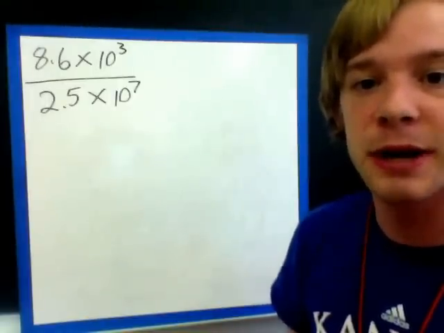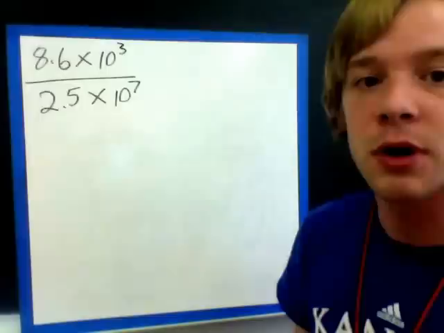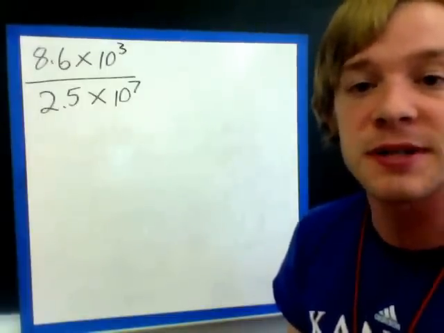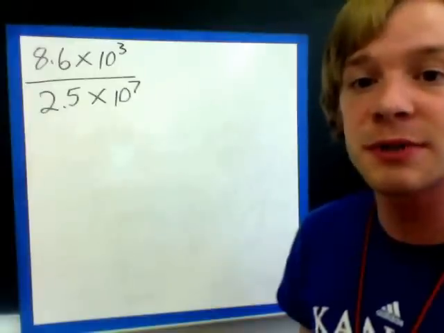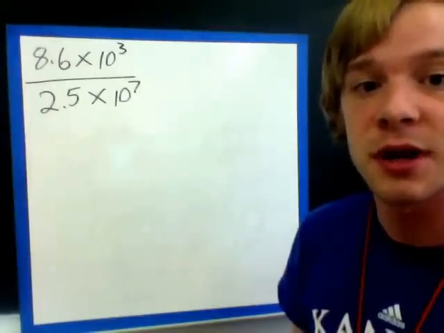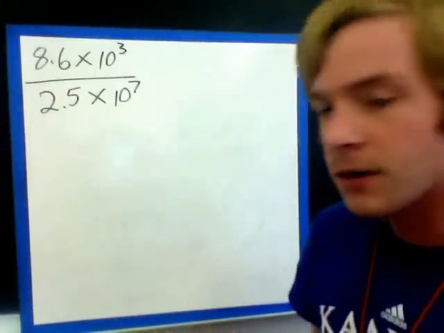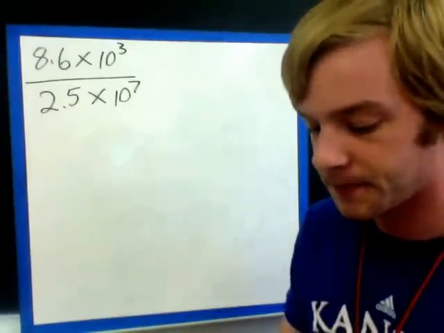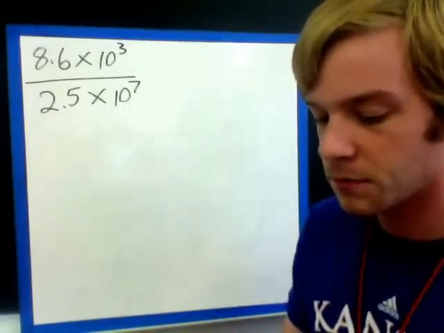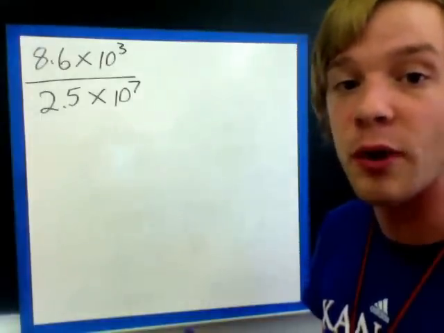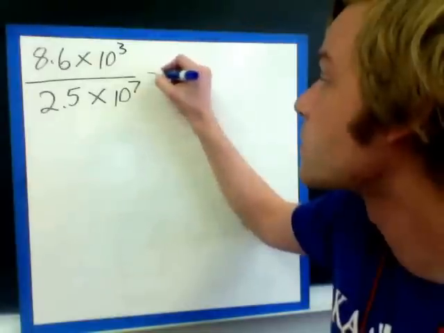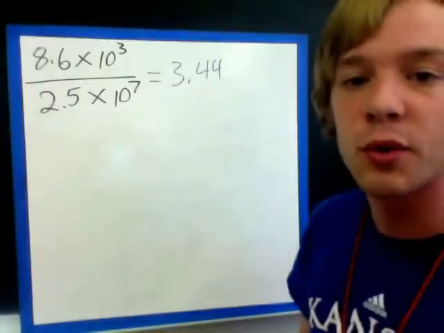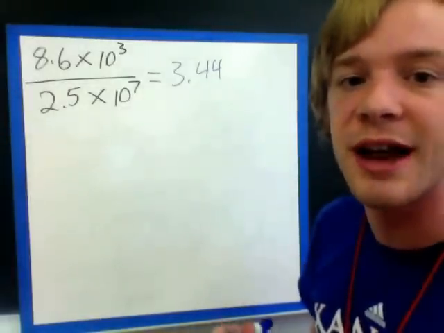going to be subtracting our powers of common bases, but also if we have two numbers that don't have a common base, for instance 8.6 and 2.5, we're just going to simply start out by dividing those numbers together. So use your calculator and go ahead and divide 8.6 by 2.5. You should get 3.44. And we know that we're working in scientific notation, so we're still going to have our times 10.